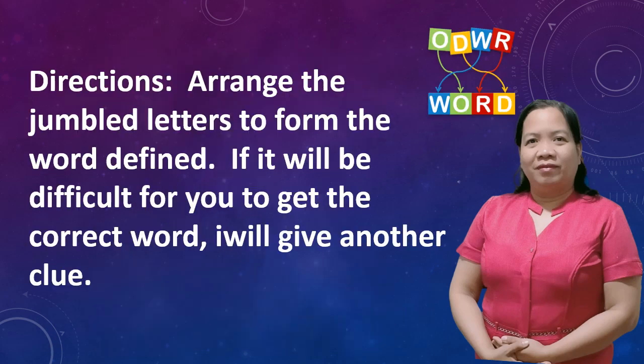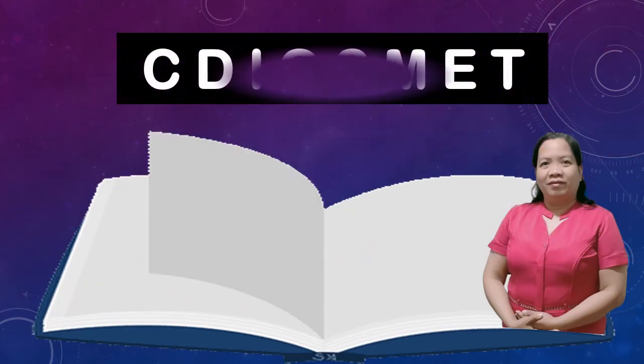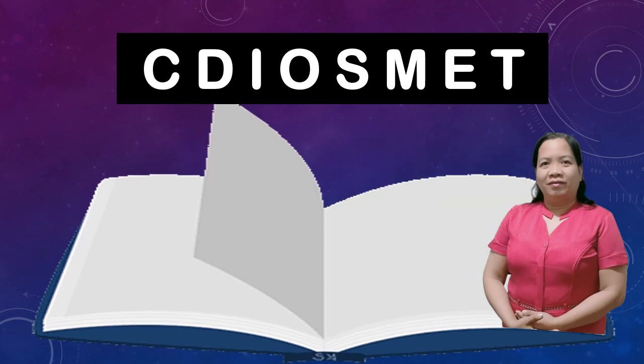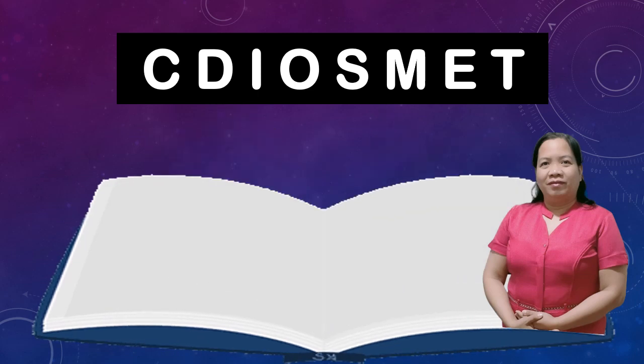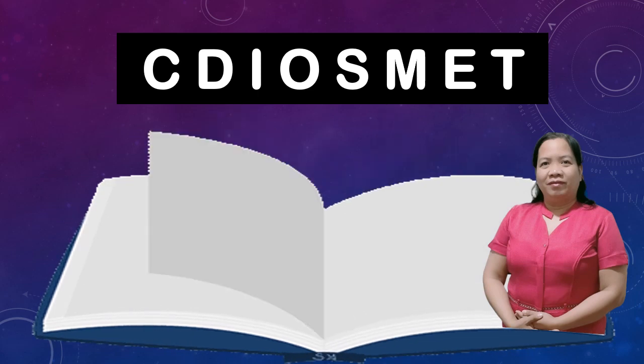Directions: Arrange the jumbled letters to form the word defined. If it will be difficult for you to get the correct word, I will give you another clue. You have 30 seconds for each word. Good luck! This is the first one. The letters are C, D, I, O, S, M, E, T.